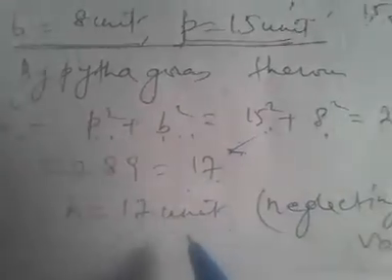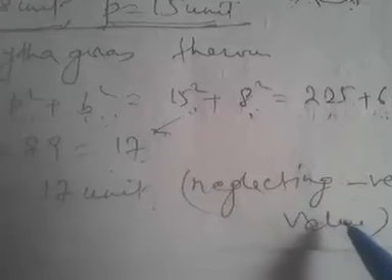Further simplification will give us 225 plus 64. When 225 and 64 are added, it becomes 289. Therefore, h square is equal to 289. It is equal to 17 to the whole square. Again, h is equal to 17 unit. Again, we have written that we are neglecting the negative value.